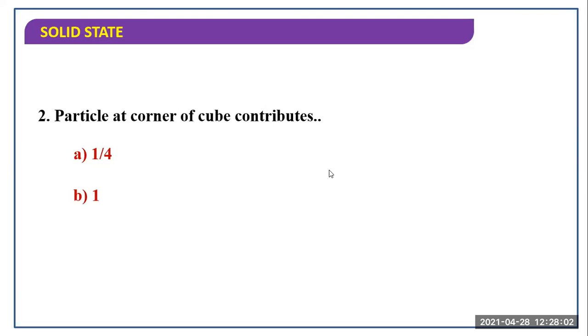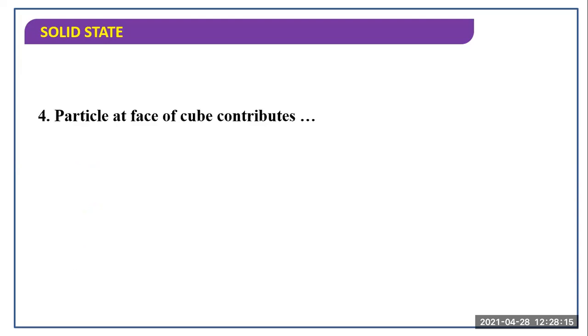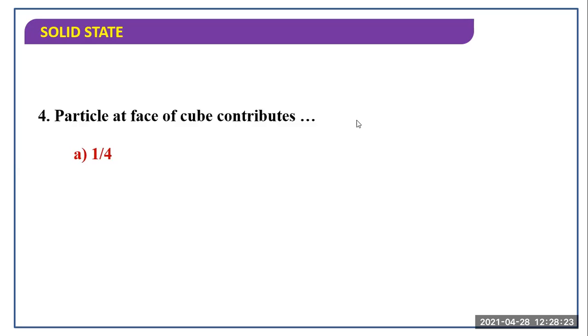Particle at the corner of the cube contributes 1/8. Coordination number in BCC is only 8. In the center, actually, this is the center atom surrounded by 8 corners. Particle at the face center cube contributes half. The order of Z, this is the number of atoms actually. Z for simple cube is 1, body center 2 and FCC is 4.